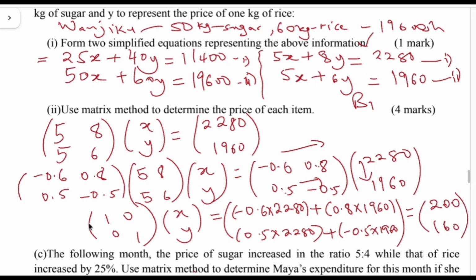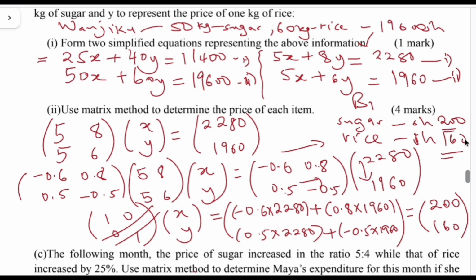So 1 0 0 1 times x y, hii itatoka, utabakiwa na x y. So the price for x is sugar. So sugar ni ngapi? Ni 200 shillings. And the price for rice ni ngapi? Ni 160 shillings. So tayari tushapata jibu letu. So this is 4 marks and this is 1 mark.